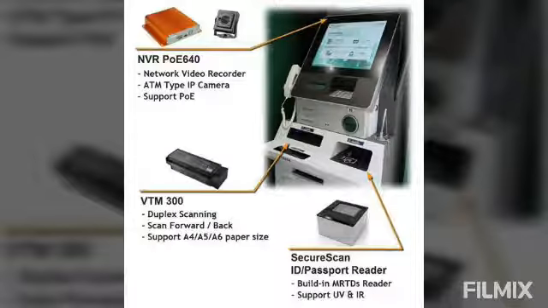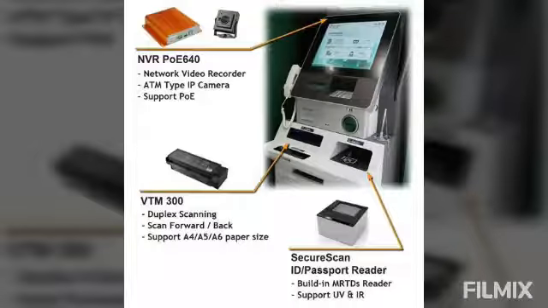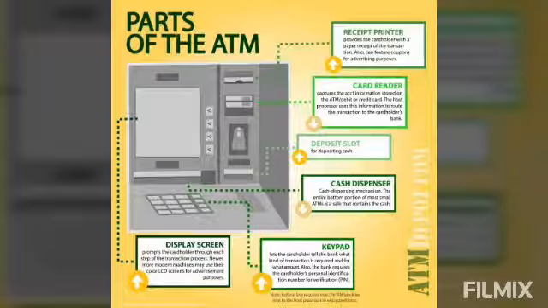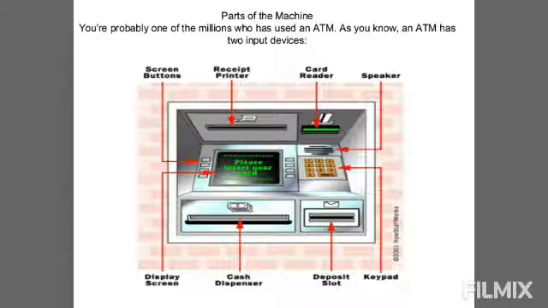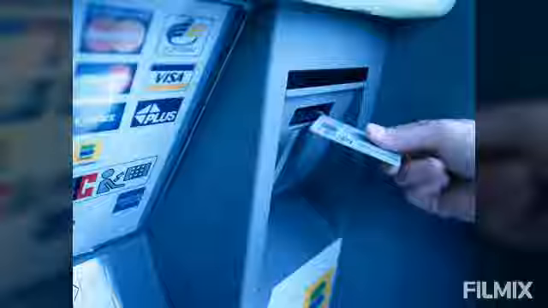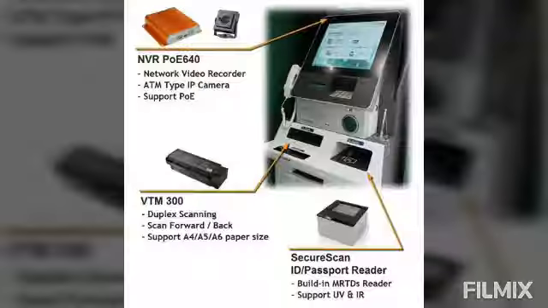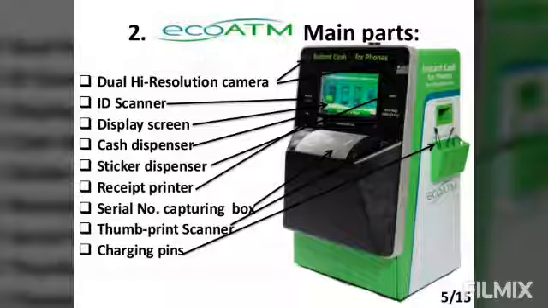The automated teller machine was invented by John Shepherd-Barron in the year 1960. Automated teller machine block diagram. The automated teller machine consists of mainly two input devices and four output devices. The input devices are the card reader and keypad. The output devices are the speaker, display screen, receipt printer, and cash dispenser.